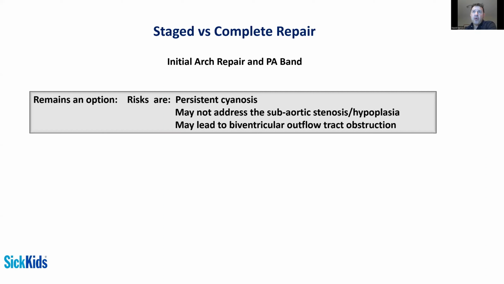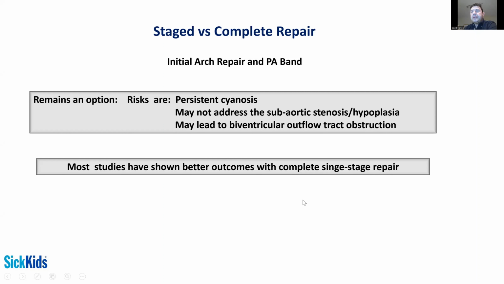So if you perform an arch repair and band, you may be leaving the baby with a relatively small systemic outflow tract, and so a risk of relatively low cardiac output. So that is a risk of going with the arch and band type approach. And I think if you're going to go with that approach, you've got to be confident that the subaortic region is adequate, and you may need to address it at the time of the arch repair and band if you're going to go with that single approach.